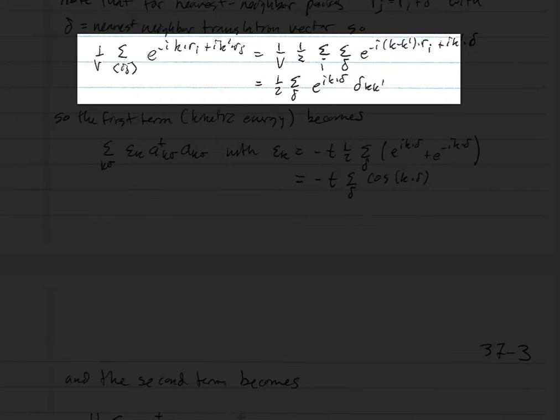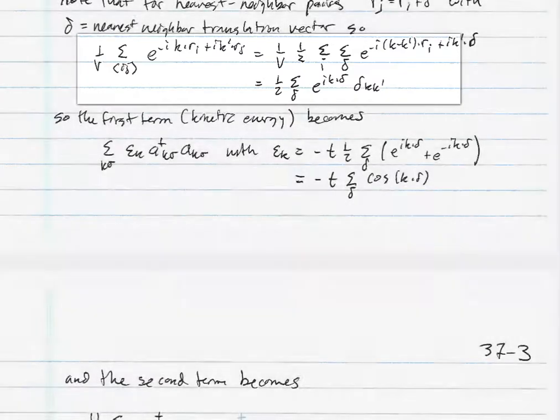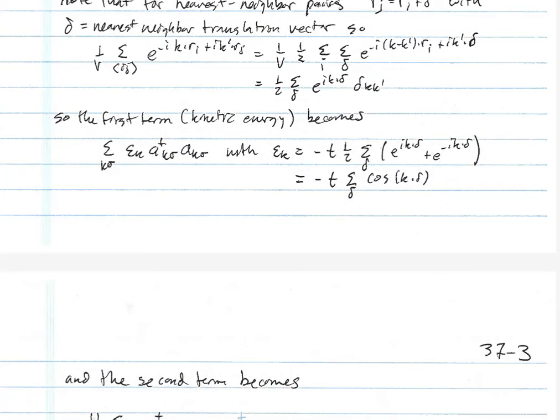The 1/2 is coming from the fact that we're only counting those pairs once, but when I sum over i and delta, I'm actually going over each of those pairs twice. And that will give a 1/2 sum over delta e to the i k dot delta, delta k k prime. And that object that is multiplying the sum over delta, you can see that's actually a sum over cosines. And that's going to actually end up being related to the band structure.